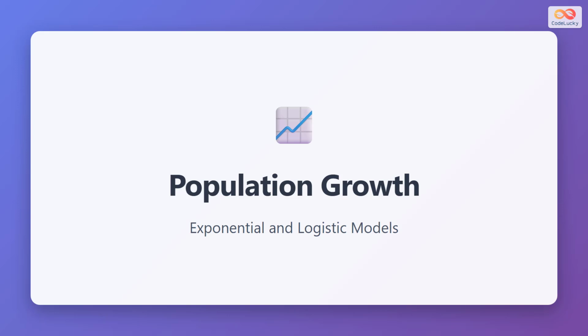Welcome to this lesson on population growth. Today, we will explore two fundamental models that explain how populations increase over time: the exponential growth model and the logistic growth model. Understanding these patterns is essential in ecology as they help us predict how populations of organisms change in different environmental conditions.